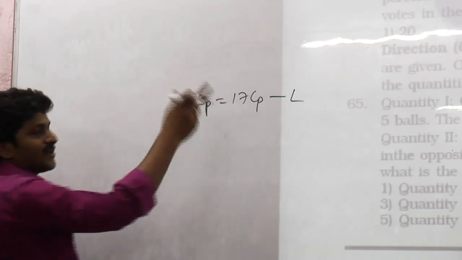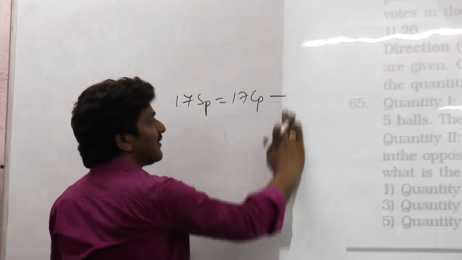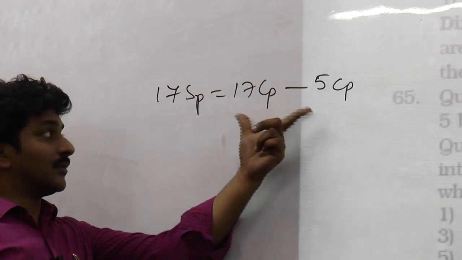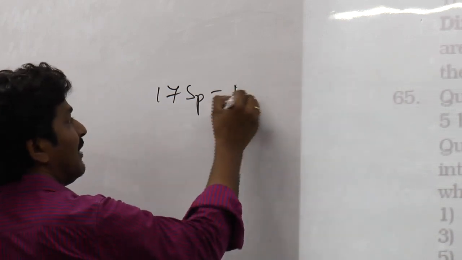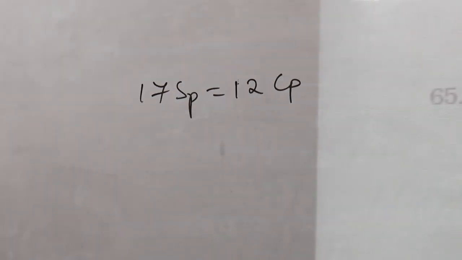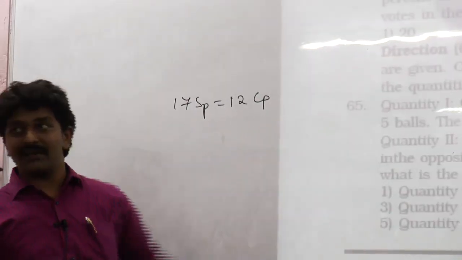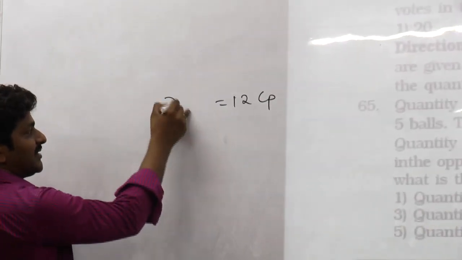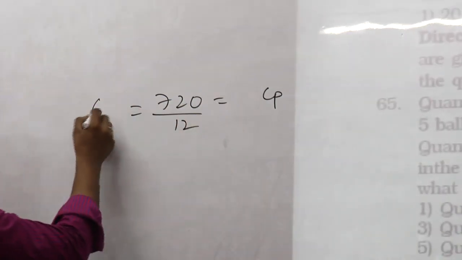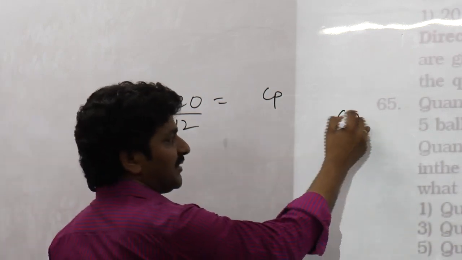So 17 articles were sold, thereby losing the cost price of 5 articles. So in place of loss, let me write it as 5 articles cost price. So this becomes 12 articles cost price. It asks about the cost price of each ball. Selling price of 17 balls is given as 720. So in place of this, I will write 720. Cost price of one ball becomes 60. Right? So quantity 1 is 60.